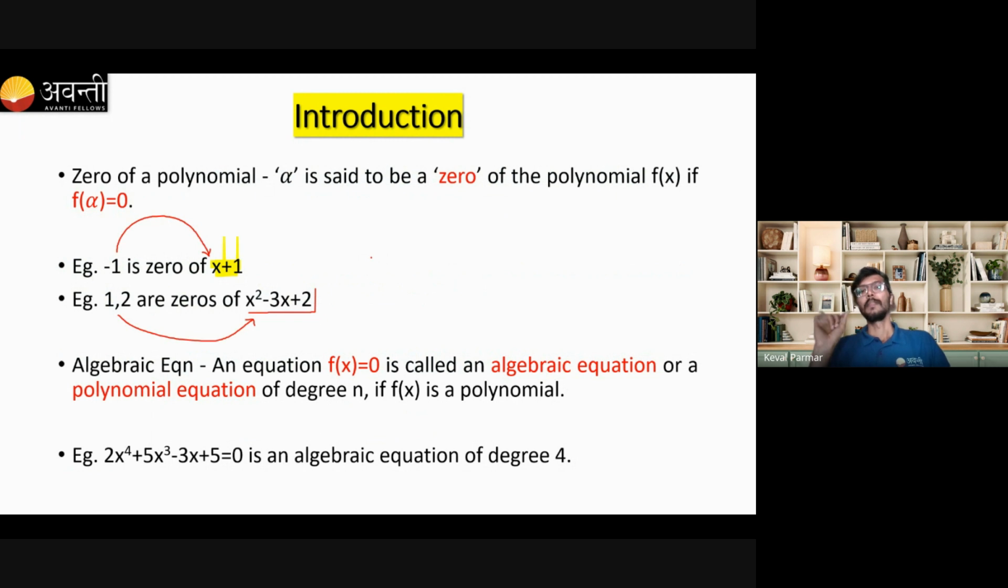Right? Now, an algebraic equation. What is meant by it? An expression equated to 0 is known as an equation. Correct, guys? So let's see what we have next.